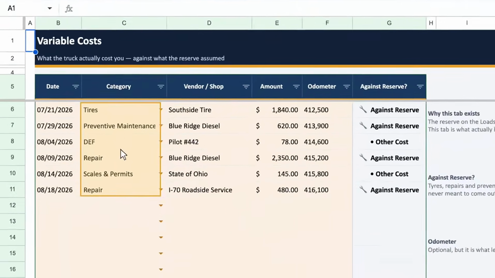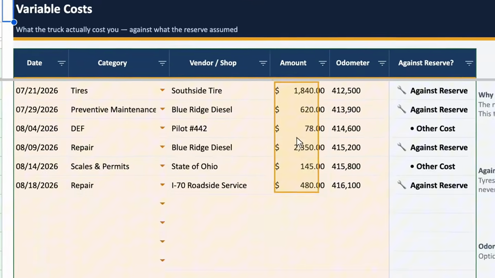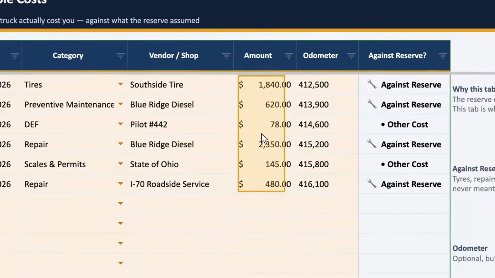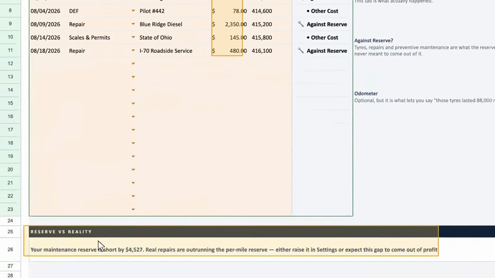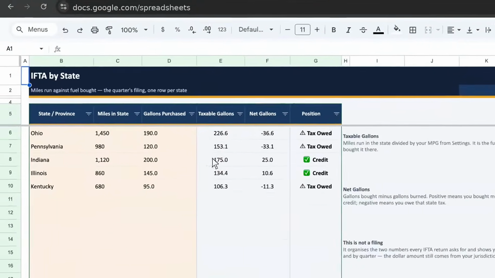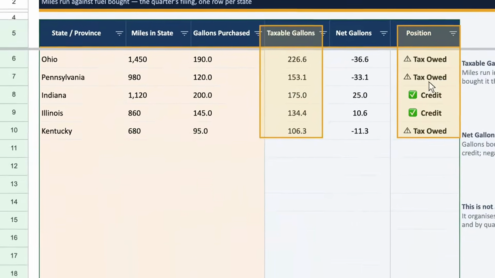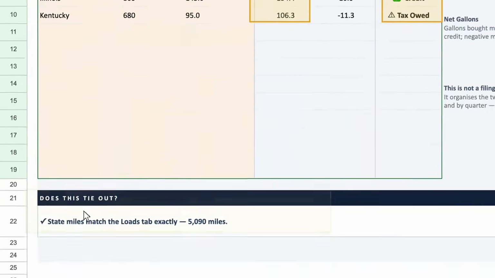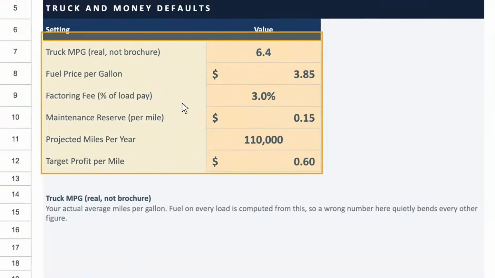2 more things. This tab is what the truck really cost you. Tires, repairs, maintenance. The sheet compares it against the reserve your loads collected. Here, the loads set aside $763, and the repairs came to over $5,000. It tells you in one sentence instead of letting you find out at the bank. And this tab splits miles and gallons by state. Taxable gallons work themselves out, and you see where you are owed a credit and where you owe tax. It also checks those miles against your loads.